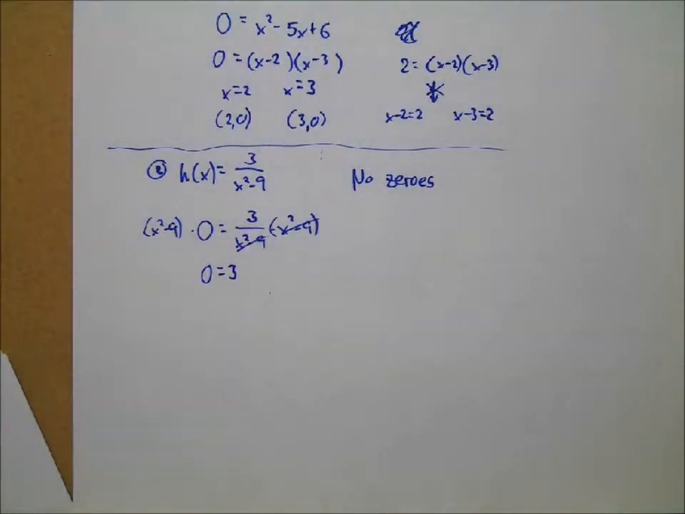Another way you can think about this is this function here, we might call it a rational function. It's really just a fraction. A fraction only equals 0 when what part of the fraction is 0? When the numerator is equal to 0, the fraction is equal to 0, and when the denominator is not 0, of course, at the same time.